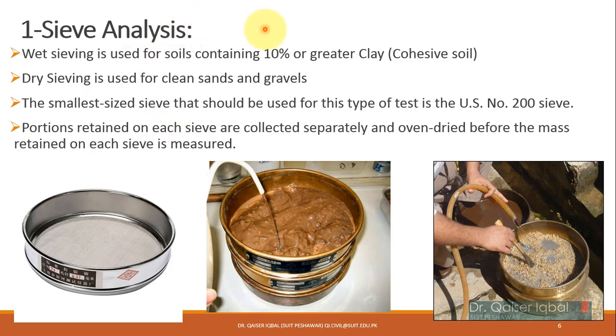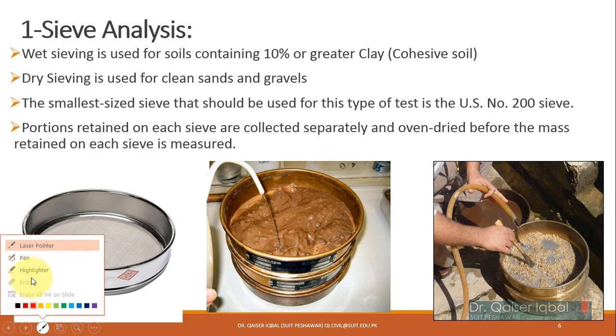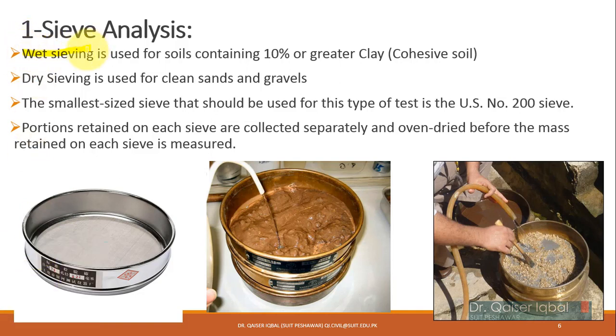Now, the procedure. What type of procedures are used? You will be conducting this test in the laboratory. So the detailed procedure will be discussed in the lab. Over here, we are just discussing what types of tests are available and what type of calculations is to be done and how the graph or the plot will be plotted for the sieve analysis. So there are two techniques with which we do the sieve analysis, which include wet sieving and dry sieving.